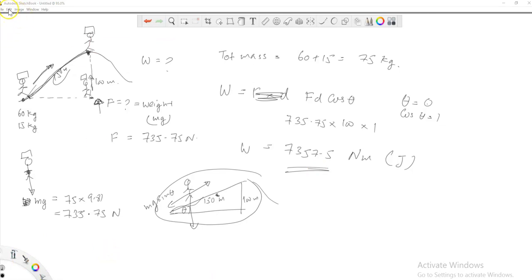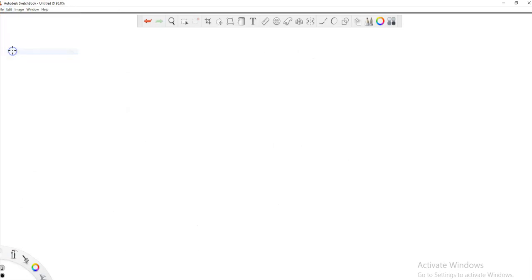So let me clear the screen. This next small topic is only needed for the university physics class. Others can also listen to this, no problem with that. So this is the scalar product of two vectors. Scalar product. You guys know what scalar product is.